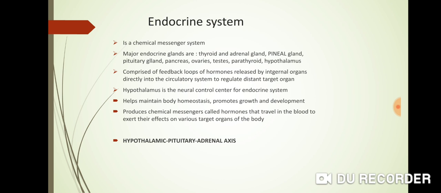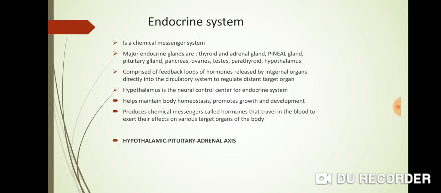Next is the endocrine system. It is the chemical messenger system and contains the major endocrine glands. They have feedback loops of hormones released by the internal organs directly into the circulatory system to regulate distant target organs. These hormones are used to communicate between organs and tissues for physiologic regulation, and behavioral activities like digestion, metabolism, respiration, tissue function, sensory perception, sleep, excretion, lactation, stress, growth and development, movement, reproduction and mood.